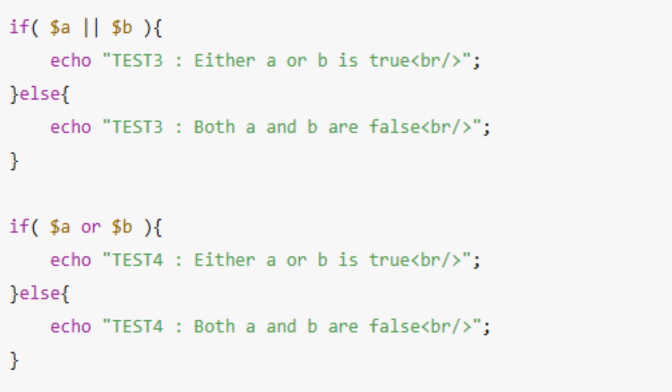Immediately after this, the program repeats the same logical idea, but using the word form of the operator: if A or B. In PHP, the keyword or is another way of writing logical OR, just like ||. Once again, PHP checks A false and B true. Because at least one of them is true, the result of A or B is also true. So just like in test 3, the if part runs and the program outputs test 4, either A or B is true. The else block, which would say test 4, both A and B are false, does not execute. This pair of tests clearly shows how the OR operator works.